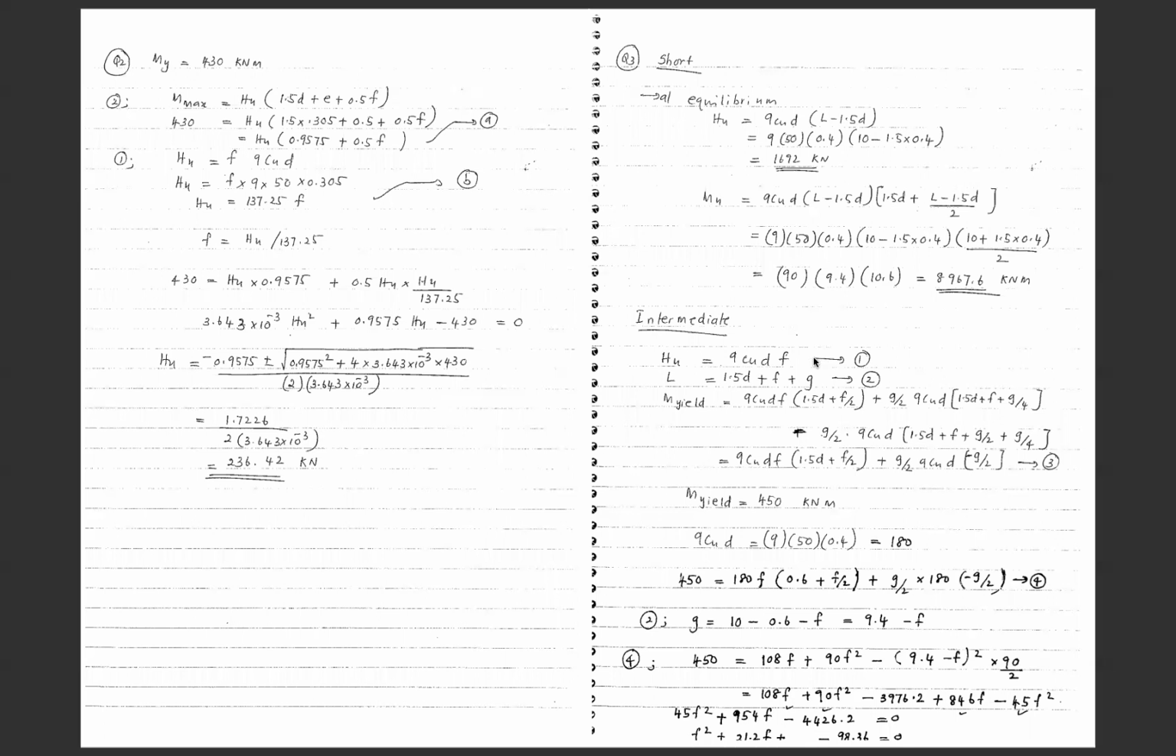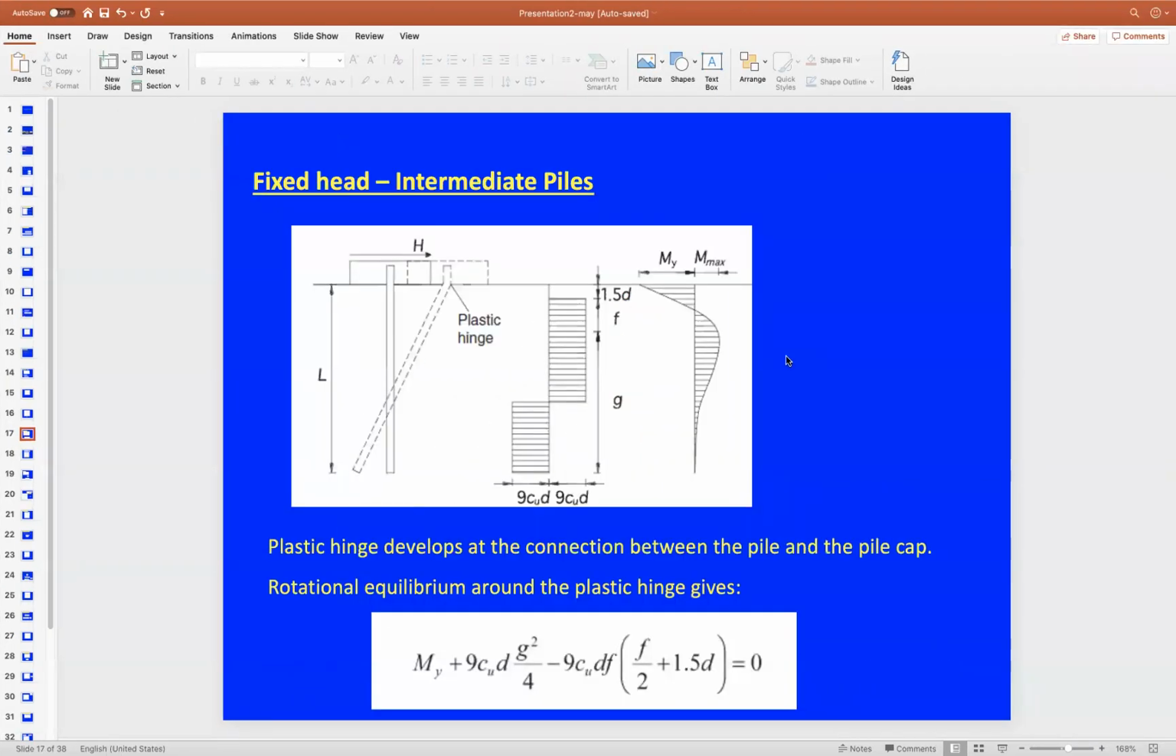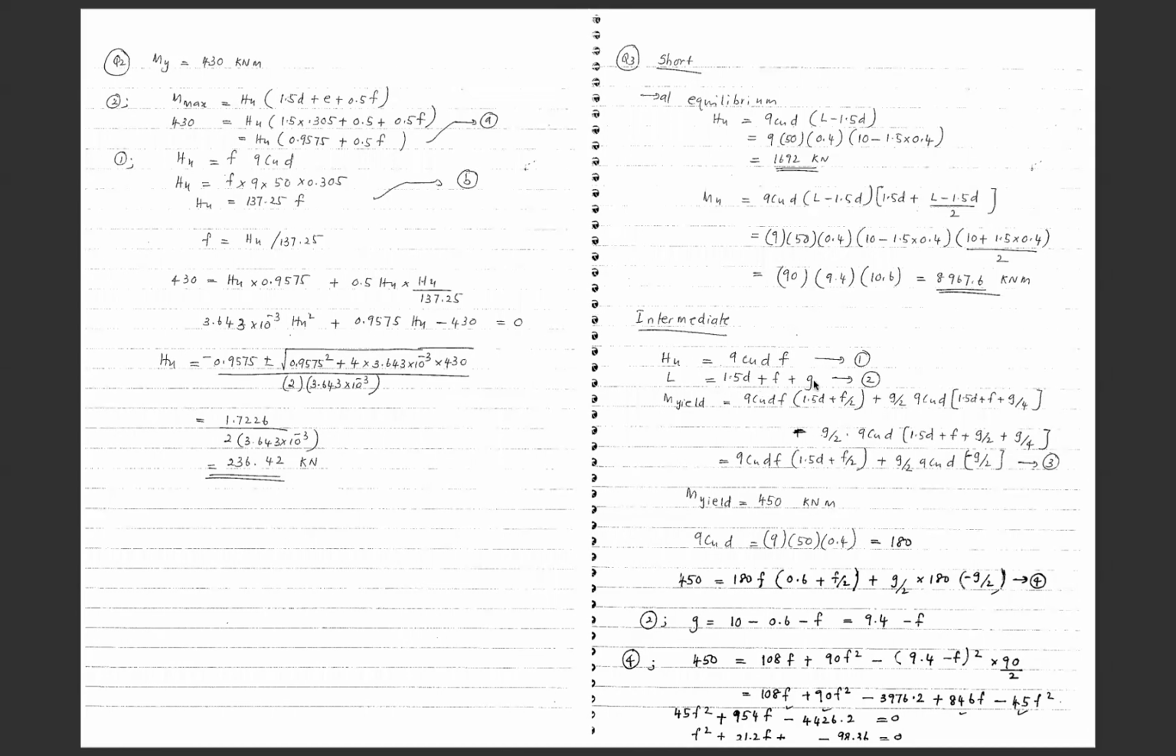But here we have used the static equilibrium principles, having these equations from the equilibrium of the horizontal forces on the system. As we said, H ultimate is equivalent to 9 CuD multiplied by F, which is this portion here. F multiplied by 9 CuD is equivalent to H ultimate. And we have another equation from the length of the pile. The length of the pile is equivalent to 1.5D plus F plus G. So we have here two equations.